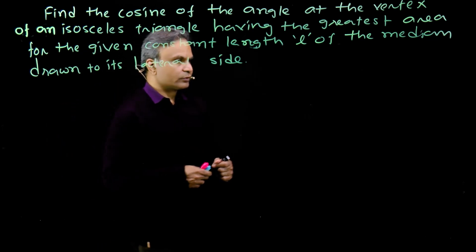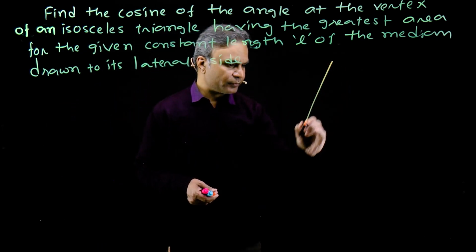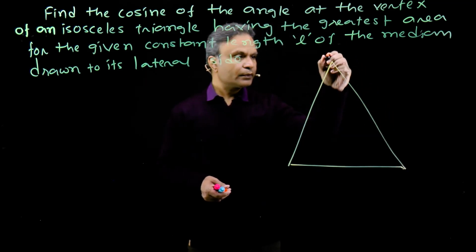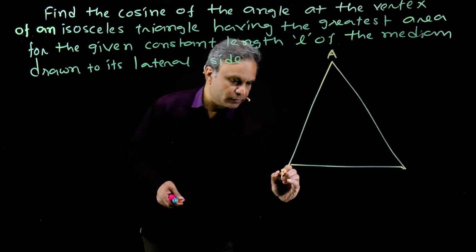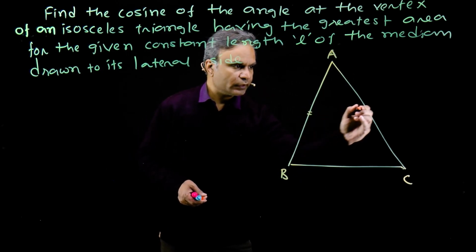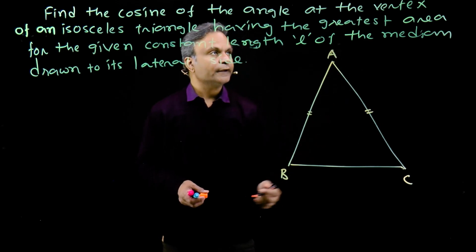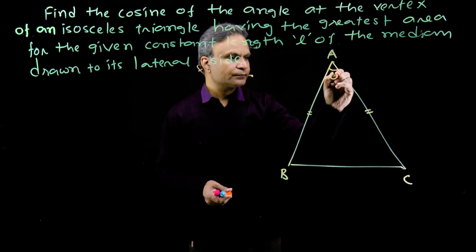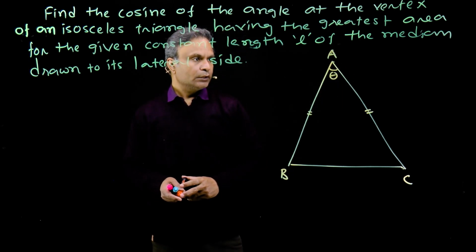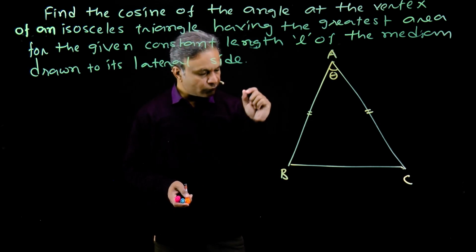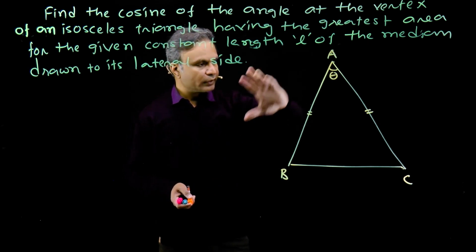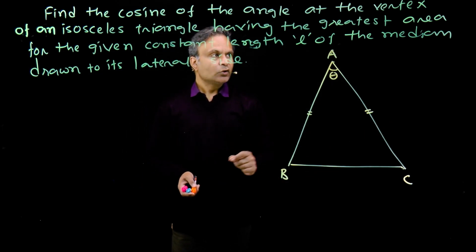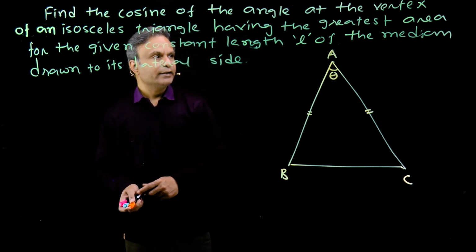Let's draw the diagram. Drawing the diagram will help us understand what is given in the question and what we have to do. This is an isosceles triangle ABC in which AB is equal to AC. This is the vertex. We have to find the cosine of this angle. Suppose this angle is theta. We have to find the value of angle theta when the area of this triangle is maximum, given that the length of the median drawn to its lateral side is L.